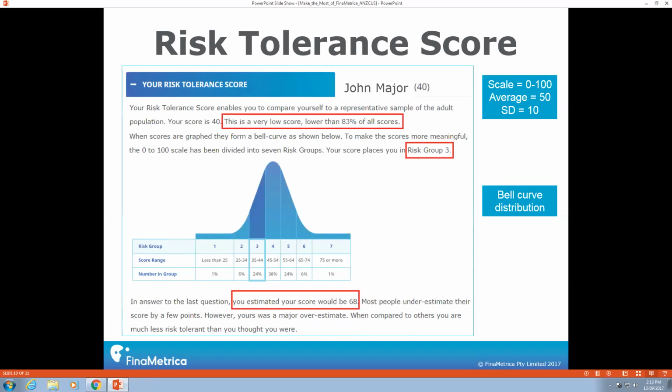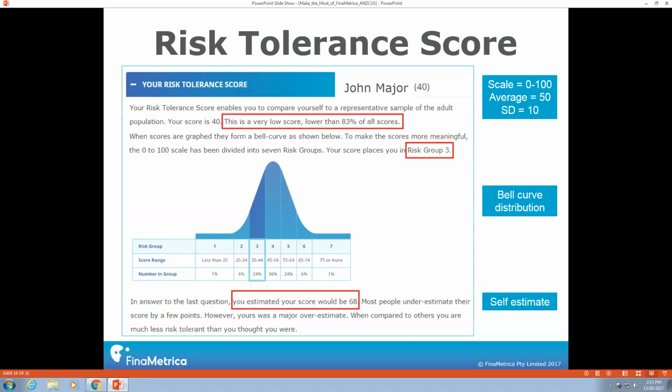To make the scores and reports more meaningful, the scale has been divided into 7 segments here, what we call risk groups, where the middle segment is the mean plus or minus half a standard deviation, so that it's a score from 45 to 55 here. And then the segments either side are 1 standard deviation, either higher or lower. You notice that only 2% of the population makes up risk groups 1 and 7. So do not be surprised if most of your clients come out with scores around risk group 3, 4, and 5. This is quite typical.